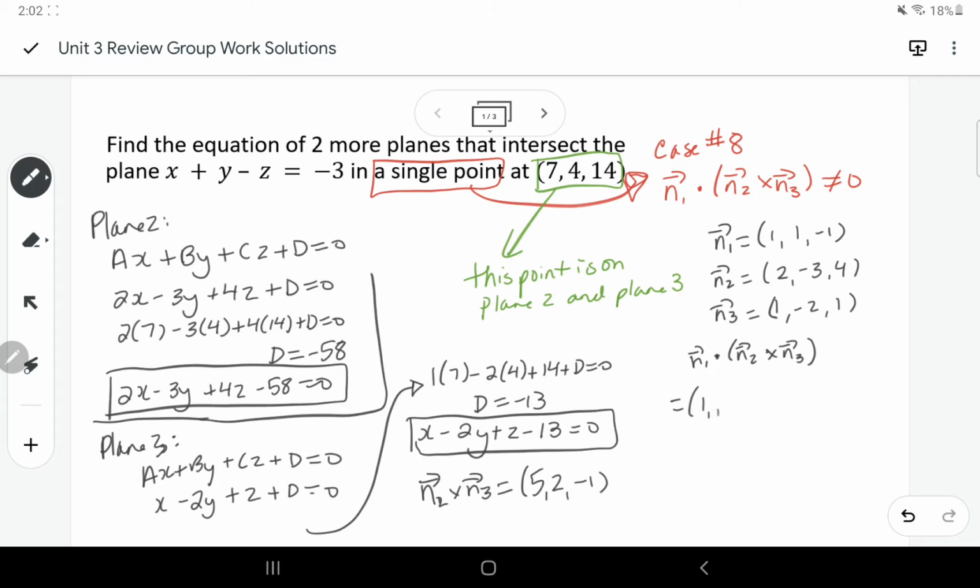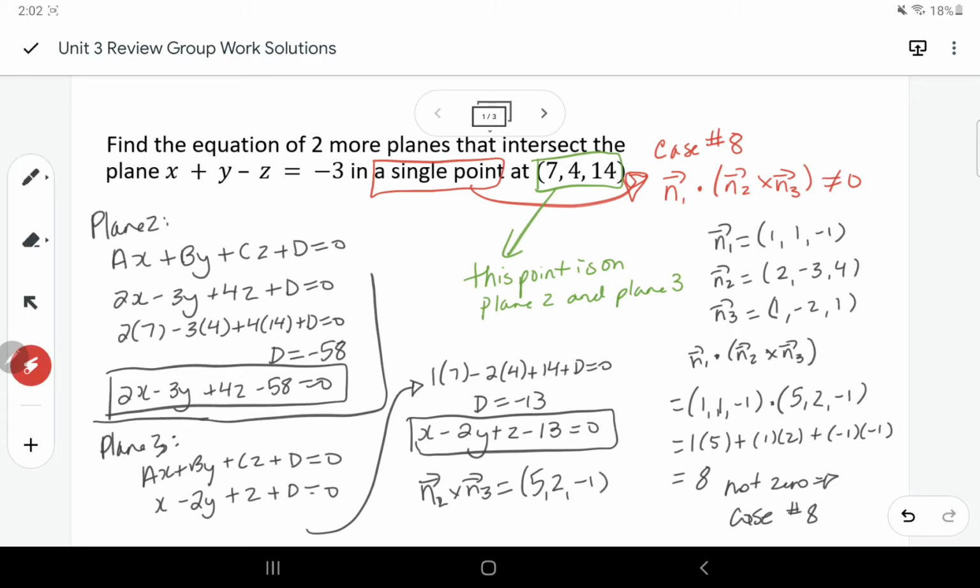So here, 1, 1, negative 1 dot 5, 2, negative 1. So here I have 1 times 5 plus 1 times 2 plus negative 1 times negative 1. So that is equal to 8, which is not 0. So if it's not 0, that's case number 8.